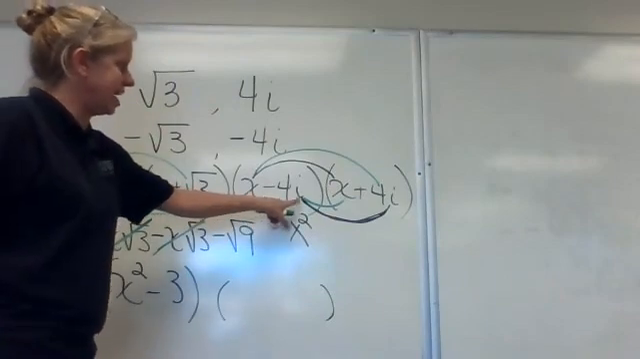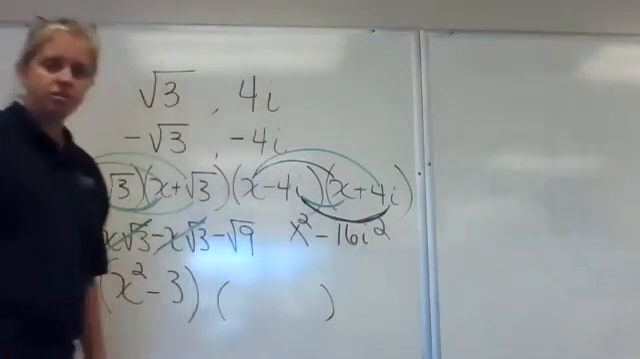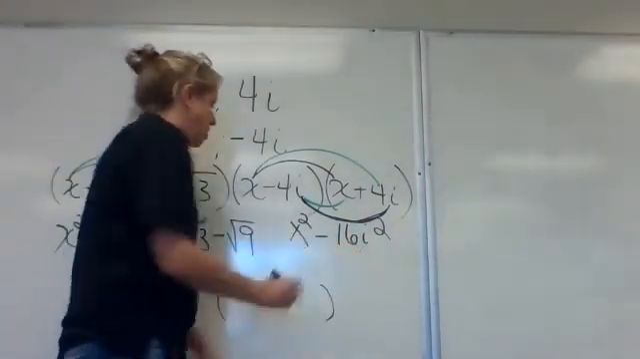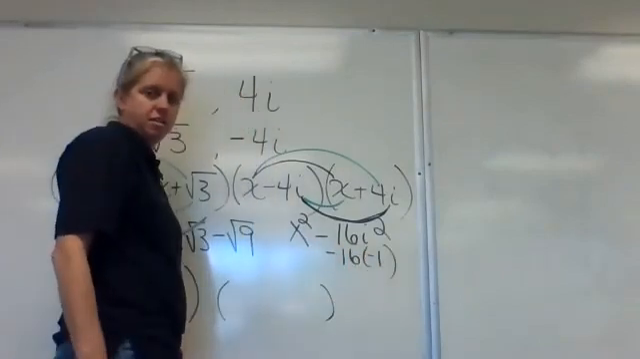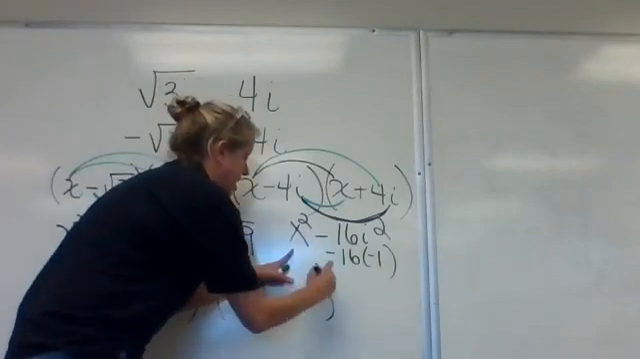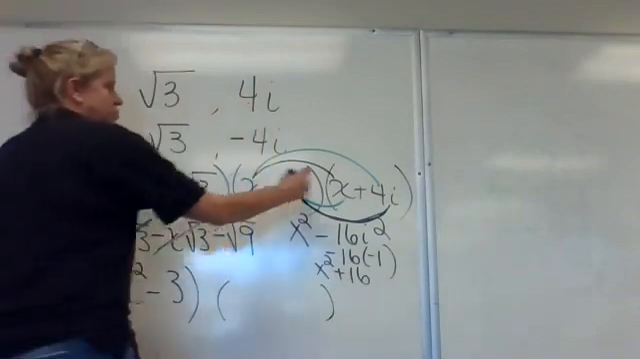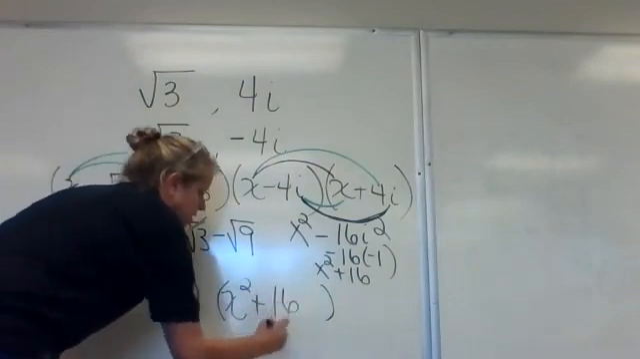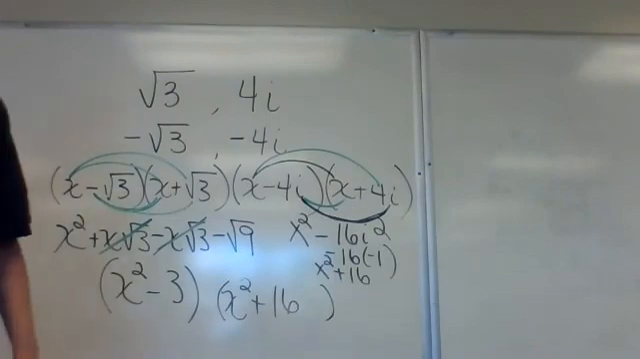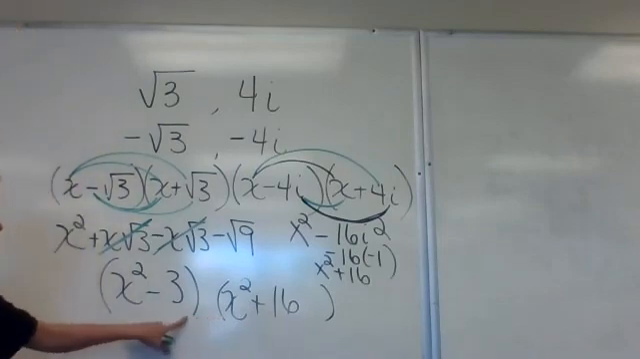I've got negative 4i times positive 4i, which is negative 16i squared. But remember what i squared is. This really says negative 16 times negative 1. So all I'm left with here is the x squared, and then that turns to plus 16. So when I multiply these two together, I'm just left with x squared plus 16. So all I have left to do is multiply these two together by FOIL.